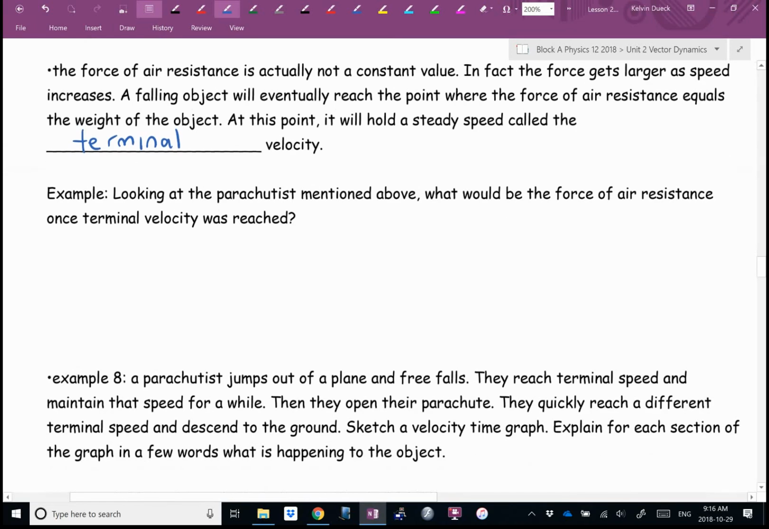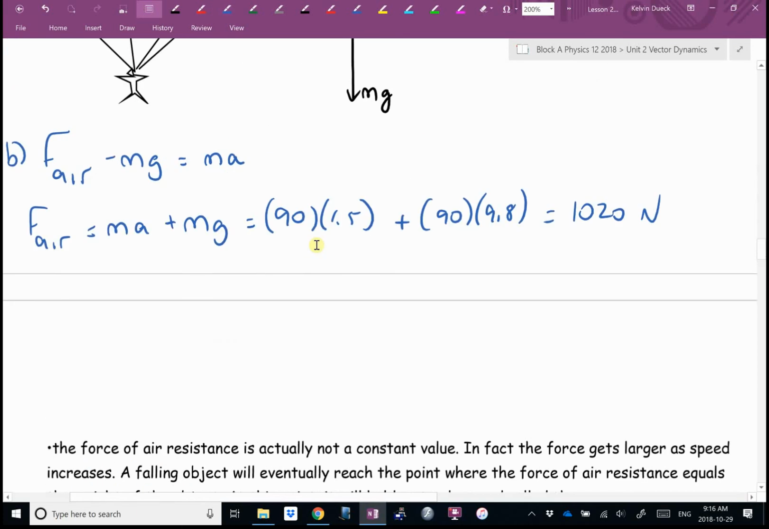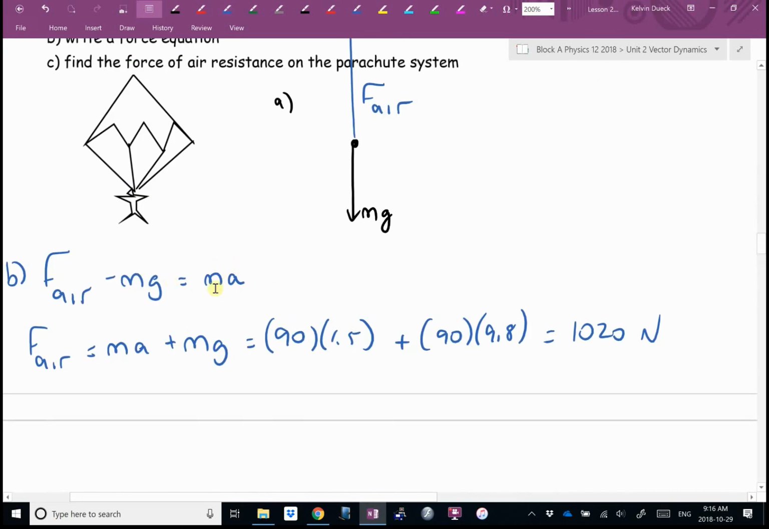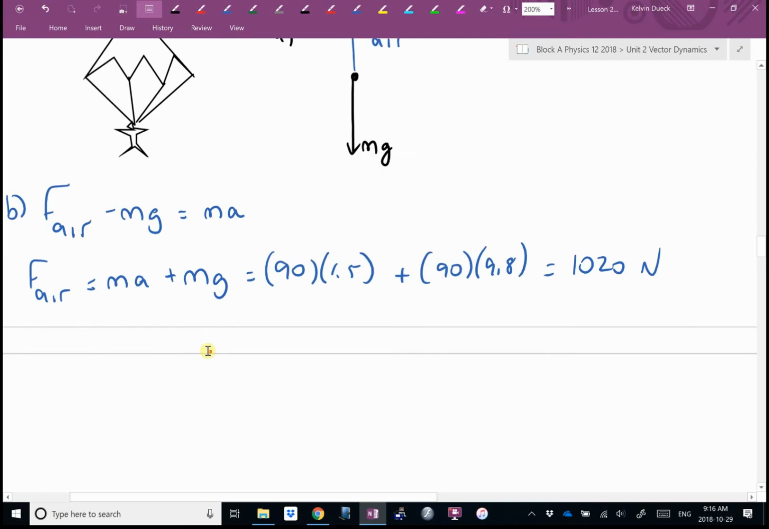So what would the force of air resistance be once terminal velocity was reached? And why can I say that? If you've reached terminal velocity, what's your acceleration? And so if you go back to this equation and you put a 0 right there, you'll end up with F air equals mg. That's terminal velocity.